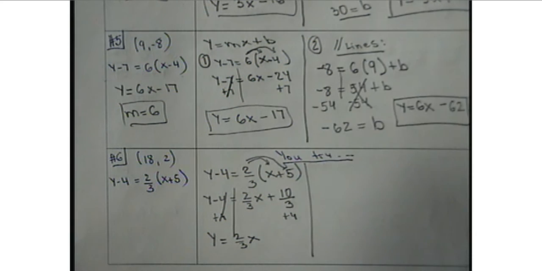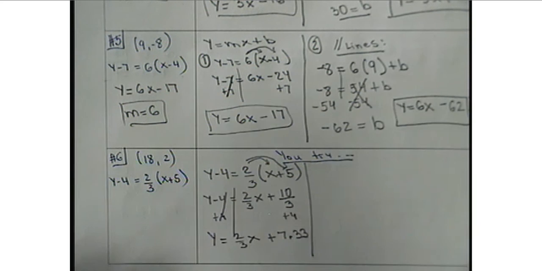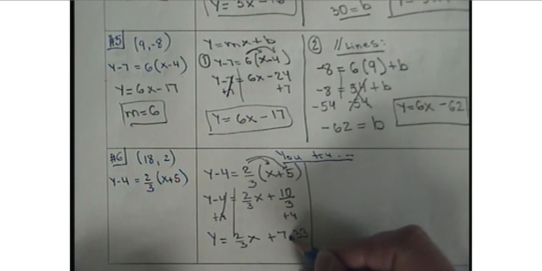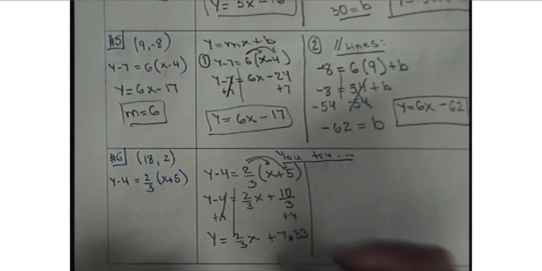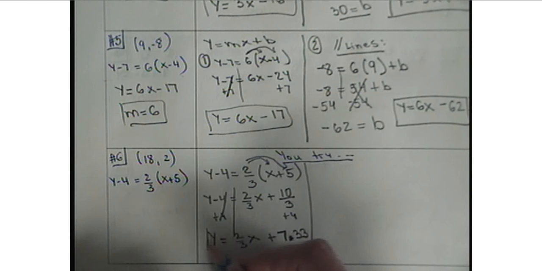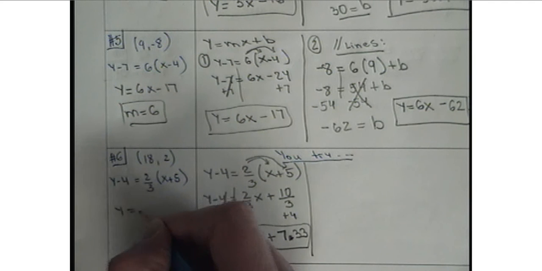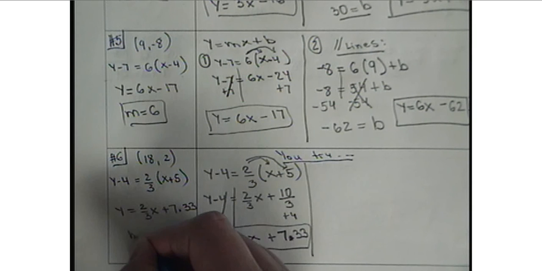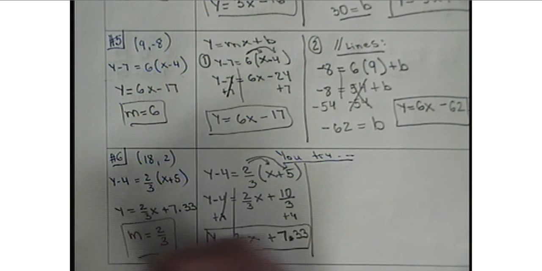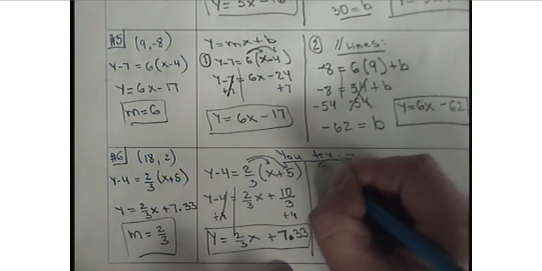So 10/3 plus 4 will give me 7.33 as a decimal number. So I'm going to just put here plus 7.33. Definitely you can use a decimal number for the y-intercept. If you want to convert this to a fraction, that will be fine. It's not such a big deal. Really what is important is to find out what the slope is, because we need to use that slope. So the equation of this will be y equals 2/3 x plus 7.33. The slope is 2/3, and we're going to use the slope to complete the second parallel line equation.